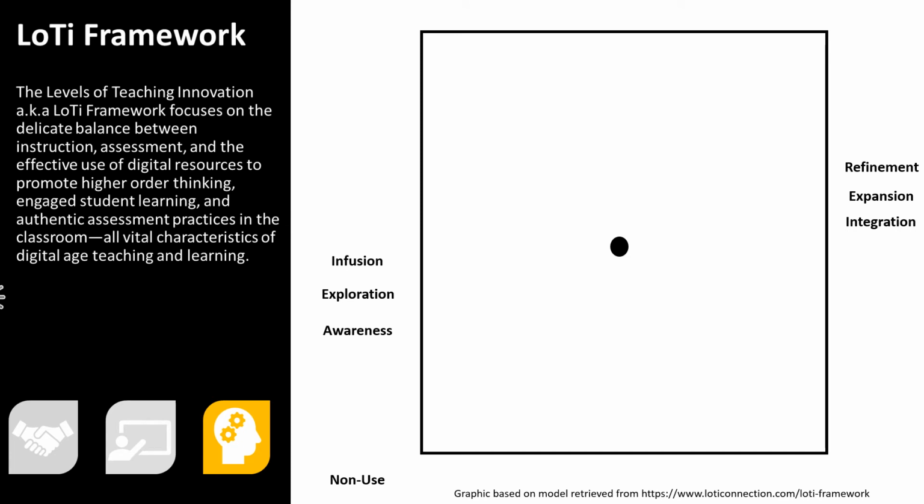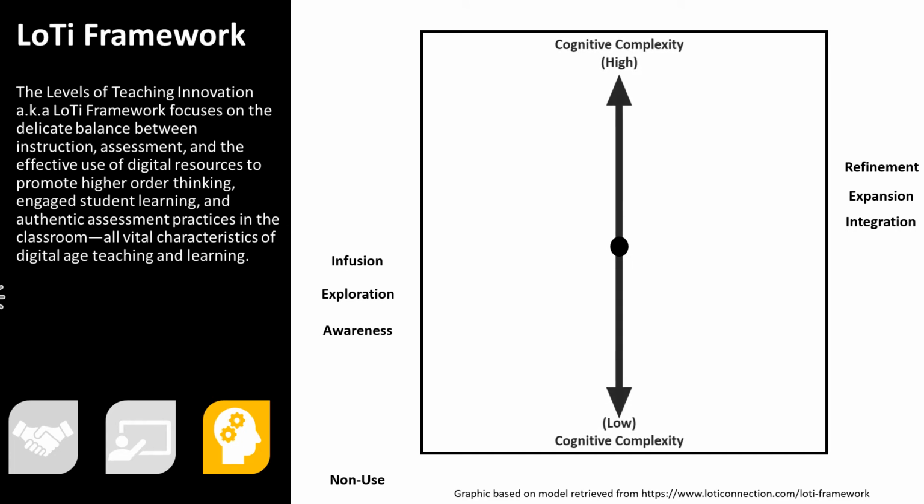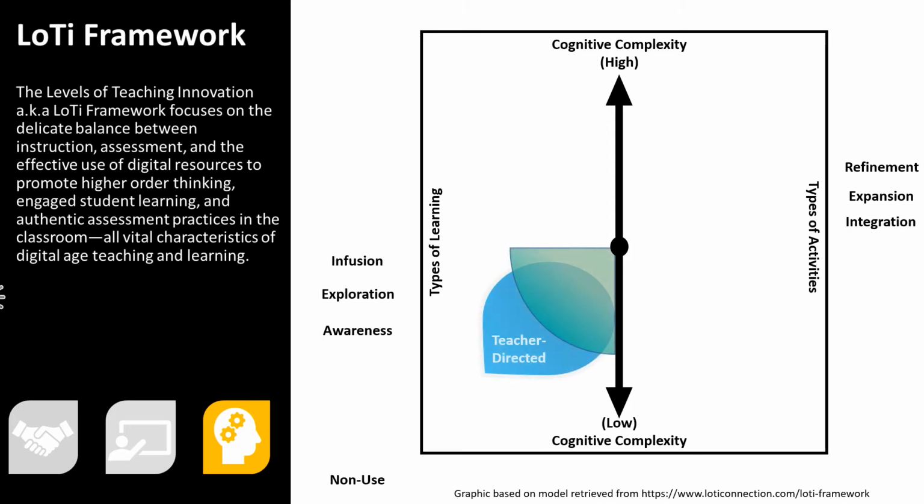Let's build and examine the LoTi model. On our vertical axis, we have a complexity scale that goes from low to high cognitive skills. On our horizontal axis, we are moving between types of learning to types of activities. Building from the lower left corner, we have teacher-directed learning. This is very specific and directed teaching. The opposite of this would be practice-based learning, where the students are practicing the concepts on their own.